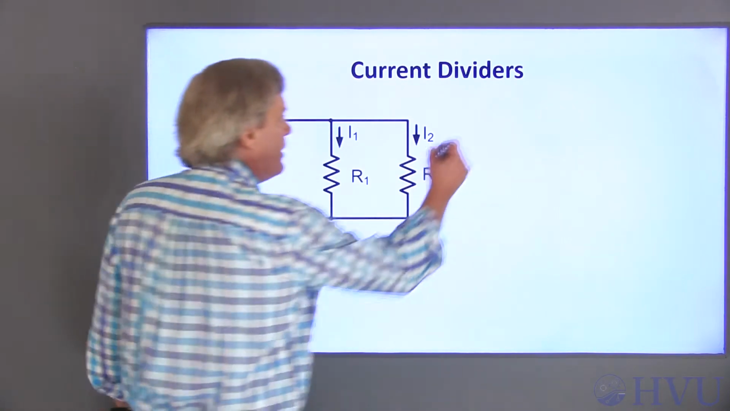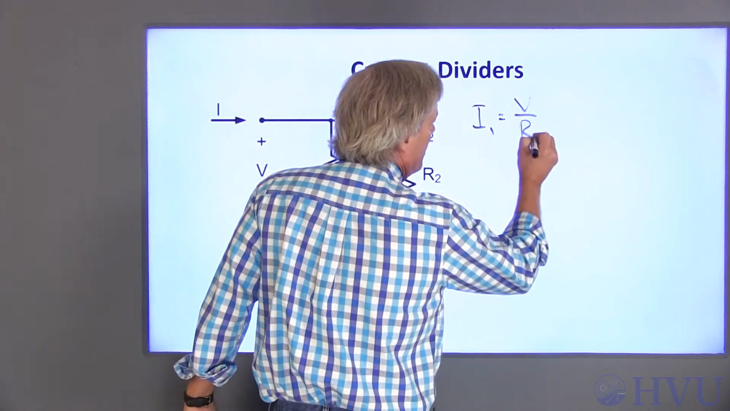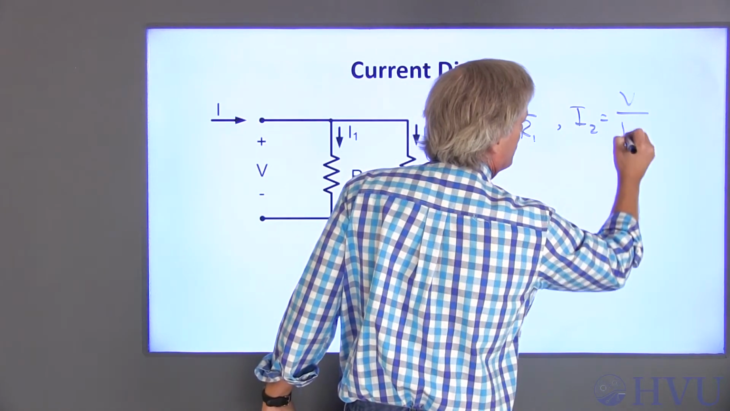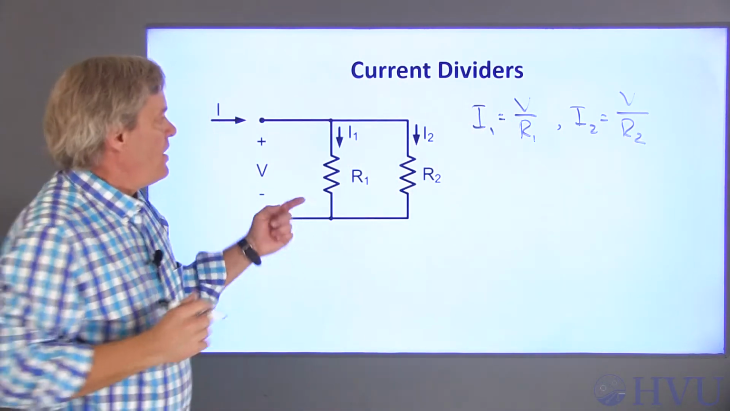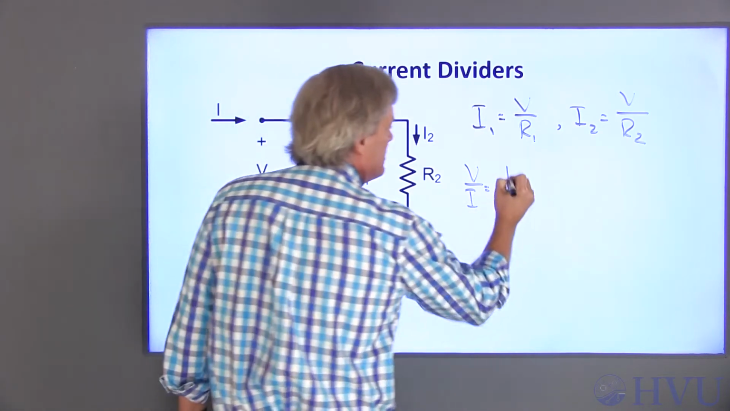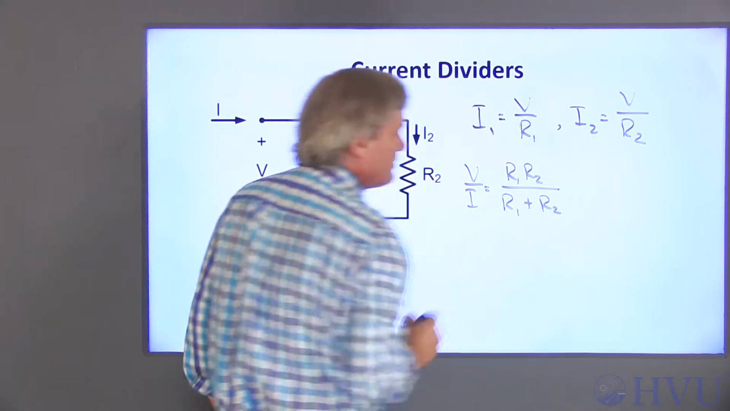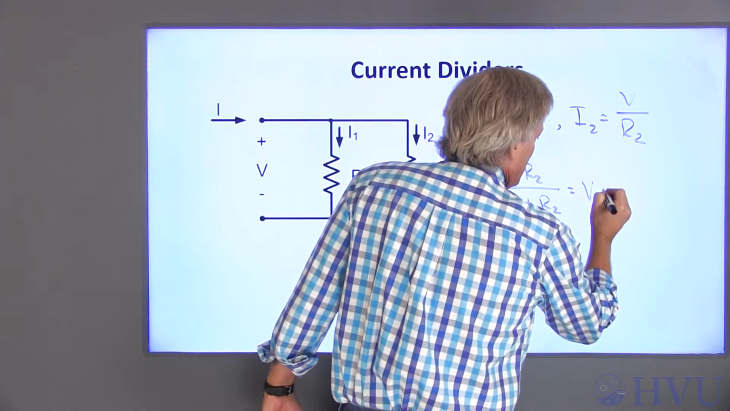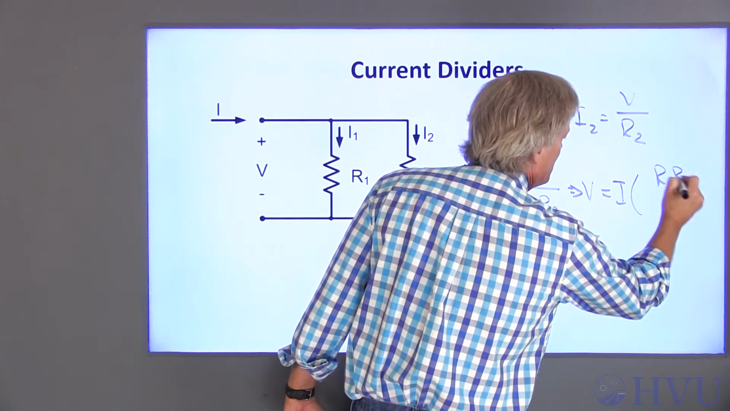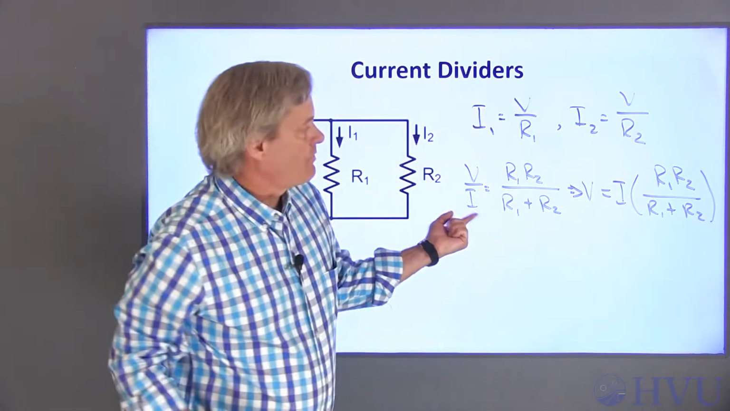This current, I1, is equal to this voltage, V, over R1. Likewise, I2 is equal to V over R2. The voltage-current relationship across these terminals is V over I is equal to R1 R2, the product of the two resistances, over the sum of the two resistances. So V is equal to I times R1 R2 over R1 plus R2, just multiplying through by I.